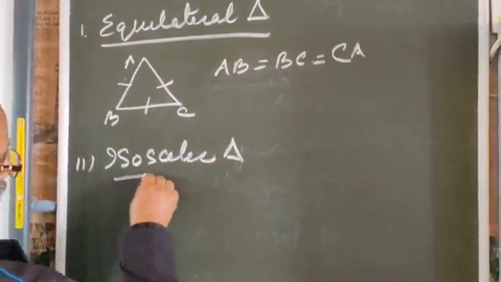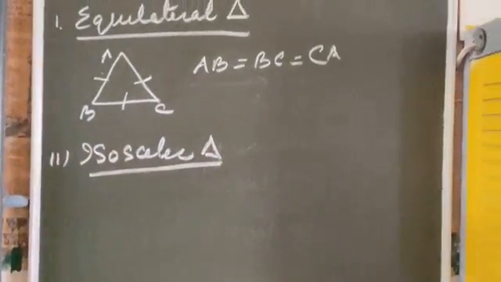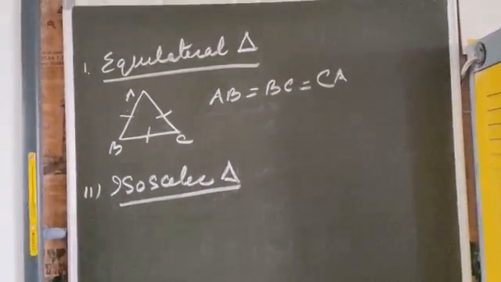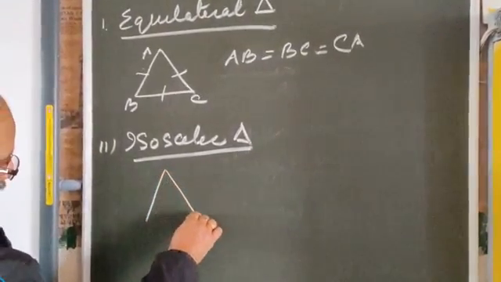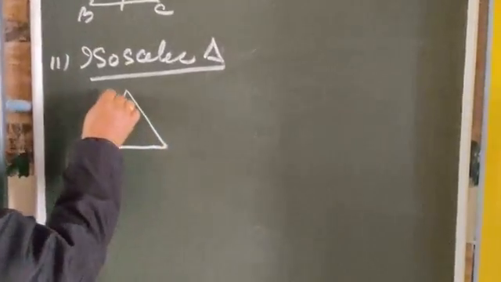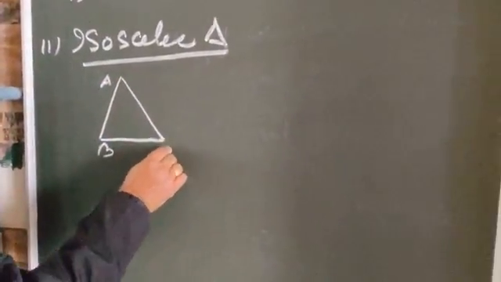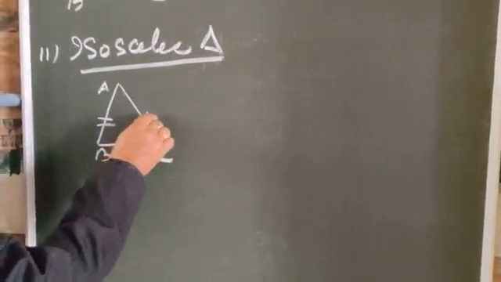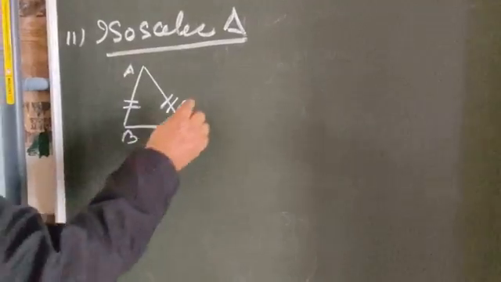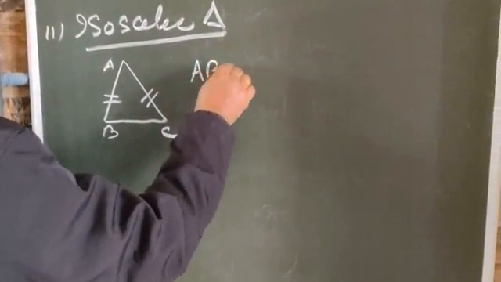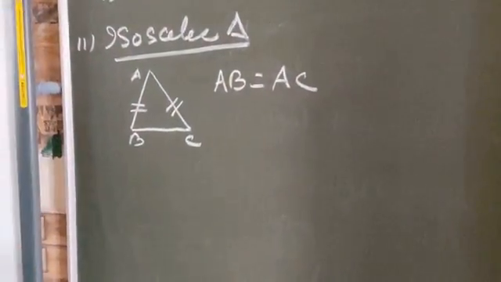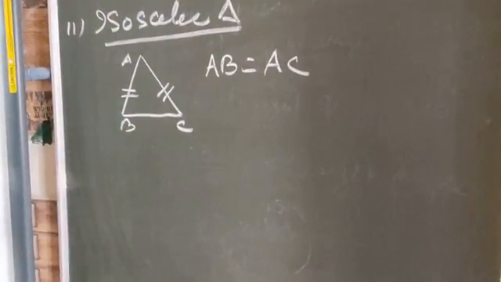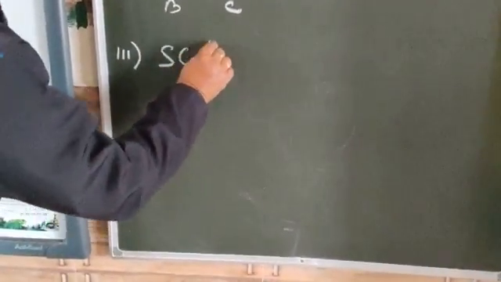Next we have the isosceles triangle. So what is an isosceles triangle? If any two sides of a triangle are equal, then we call it an isosceles triangle. Let us take a triangle ABC. This side is equal to this side. Any two sides can be equal, so AB is equal to AC. So two sides are equal, and we call it an isosceles triangle.